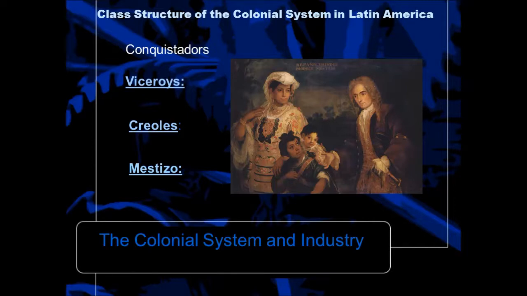Well, eventually, as time went on, you develop another class called mestizo. And a mestizo is a person living in the Spanish colonies that is of mixed blood. So they're born in the Spanish colony, but they have mixed blood in them. They're not pure Spanish. And of course, they're going to be at the bottom rung of this very rigid class system. So again, you could have a viceroy, Creole, and mestizo all living in the same house together and be related by blood, but they're actually different social classes.